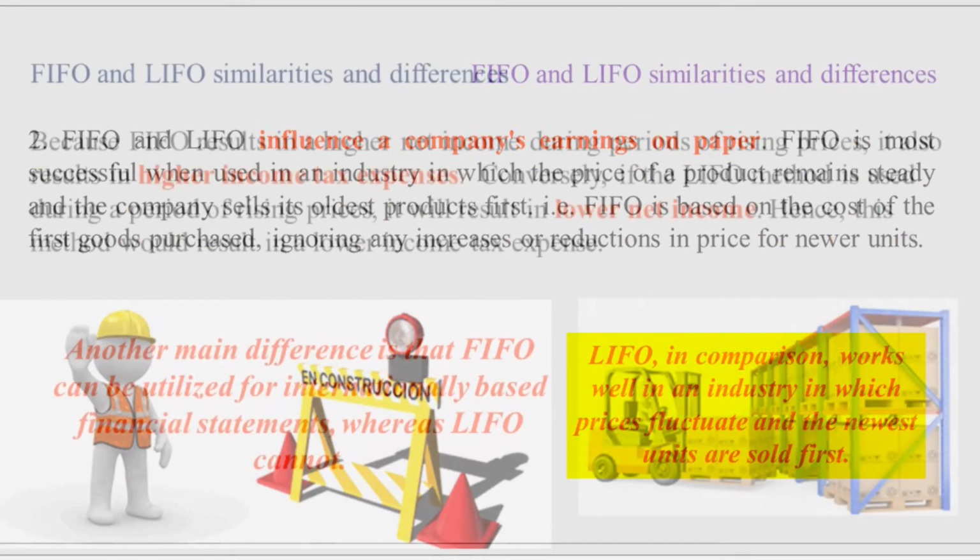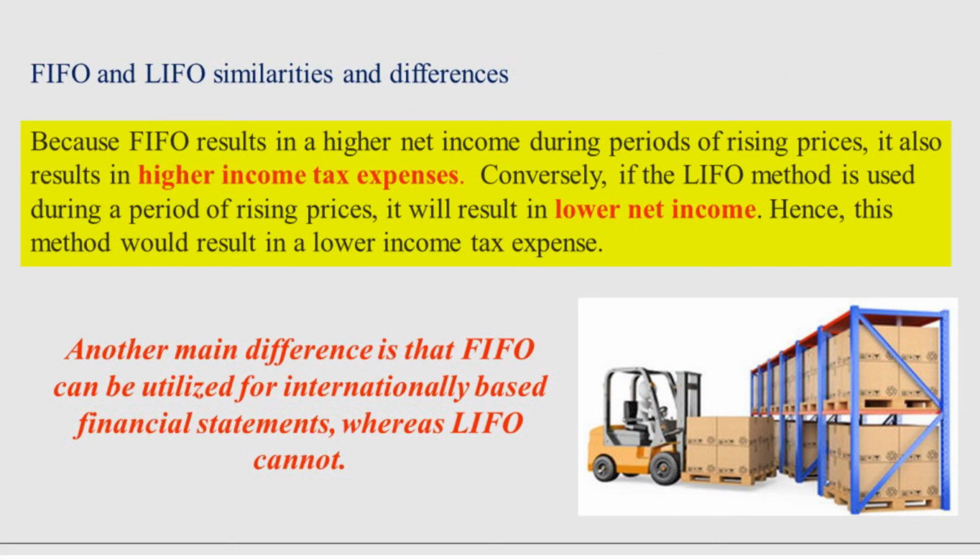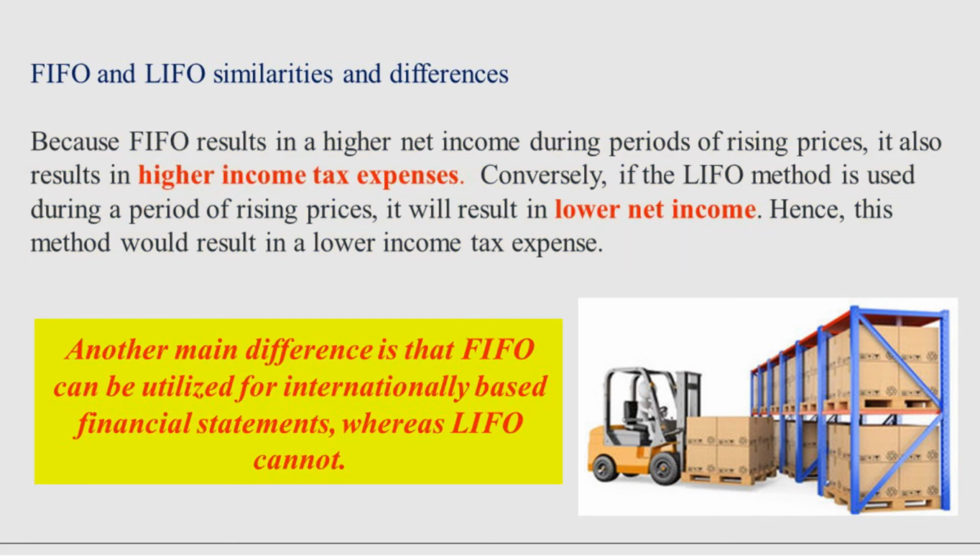Because FIFO results in a higher net income during periods of rising prices, it also results in higher income tax expenses. Conversely, if the LIFO method is used during a period of rising prices, it will result in lower net income. Hence, this method would result in a lower income tax expense. Another main difference is that FIFO can be utilized for internationally based financial statements, whereas LIFO cannot.